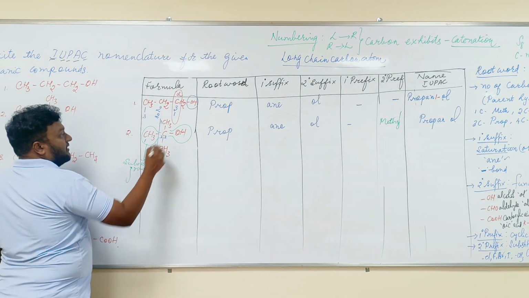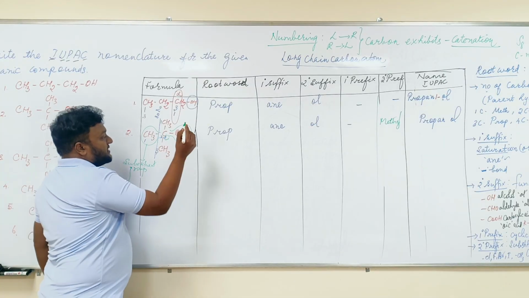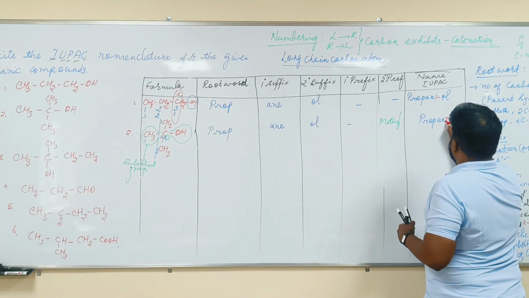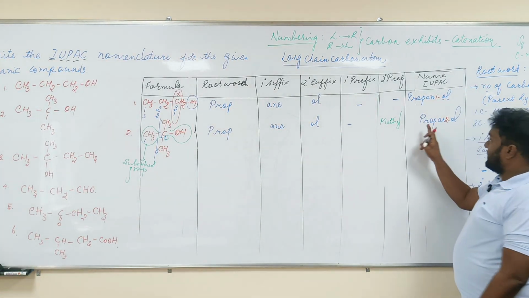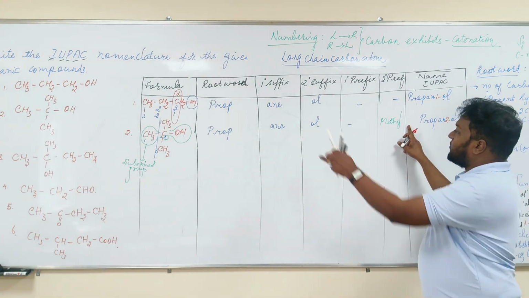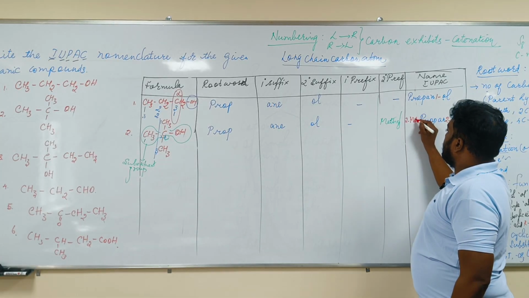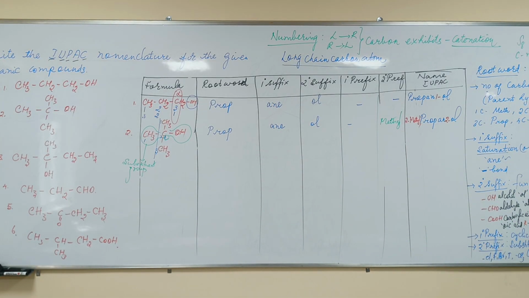Then what else we have? This alcohol is present, so the alcohol position is 2. So I can write 2 here. Prefix means what? Beginning, it should come. Suffix means end. Prefix means beginning, so at the beginning what is present? Methyl group is present. What is the numbering? 2. So therefore we have to write 2-methylpropan-2-ol is the IUPAC name of this compound. 2-methylpropan-2-ol is the IUPAC name of this compound.